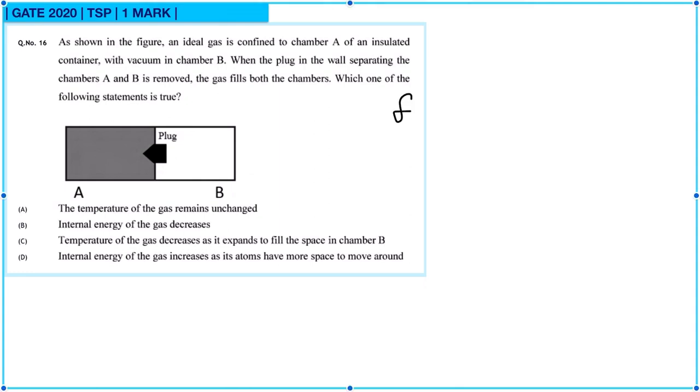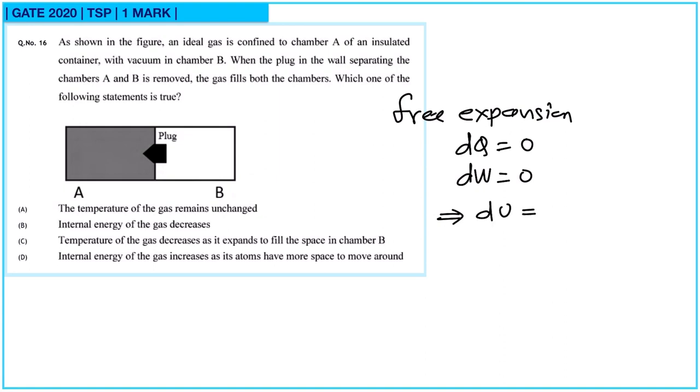Now this is an example of free expansion. And for free expansion, there is no heat exchange involved, so dQ is equal to 0 and no work is done, so dW is 0. That means change in internal energy from first law of thermodynamics will be 0. So dT is also 0. So the temperature of the gas remains unchanged and there is no change in internal energy of the system.